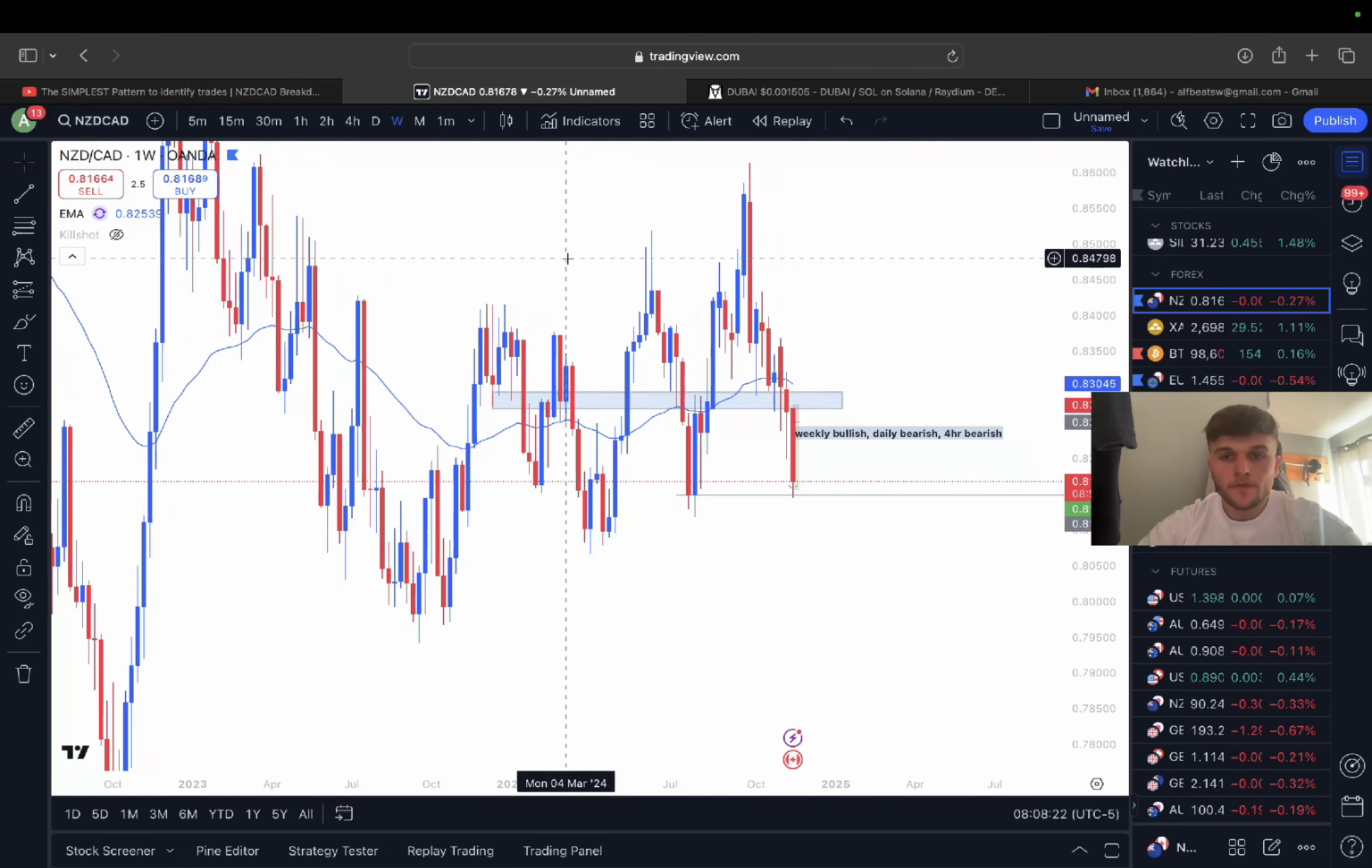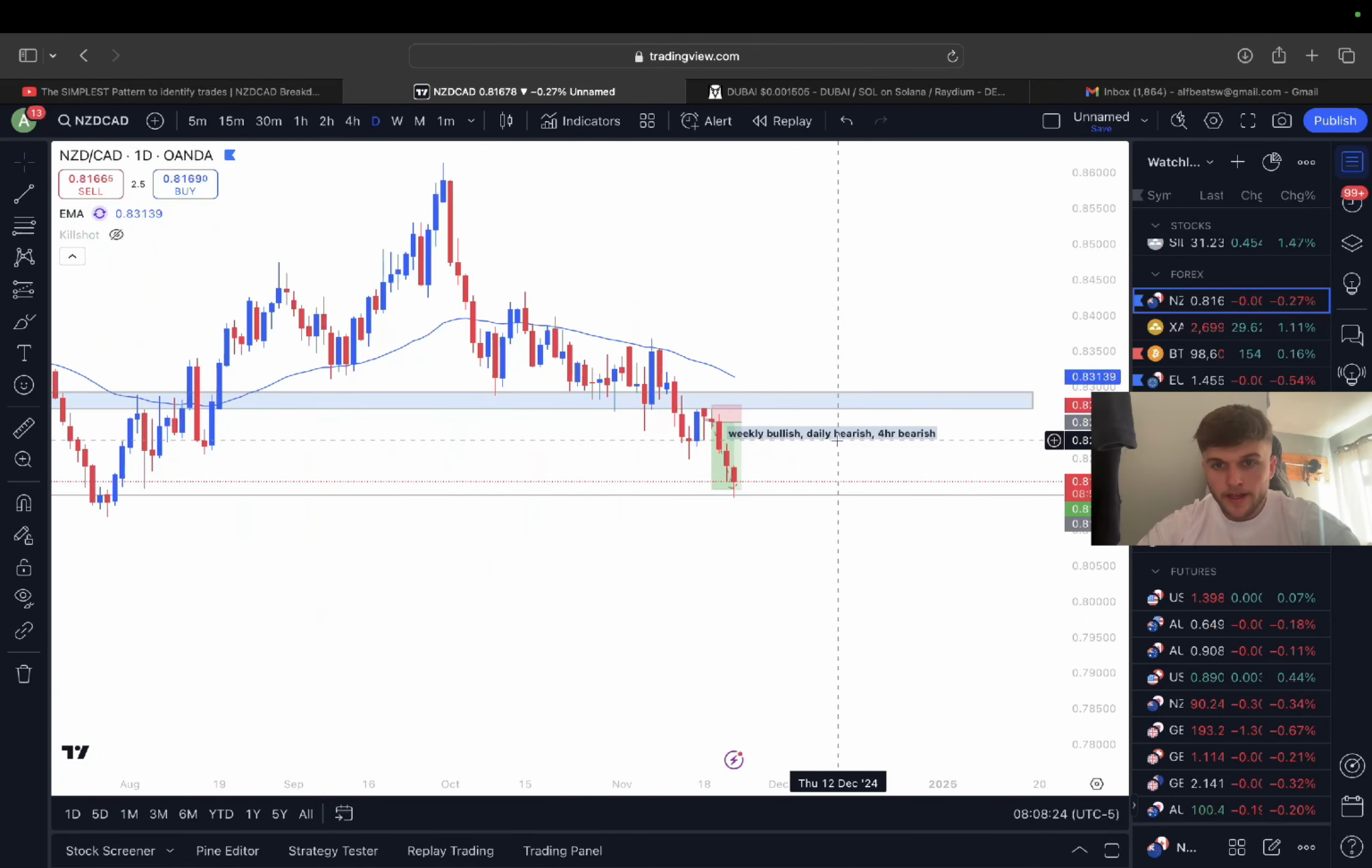As you can see here, I've got weekly bullish, daily bearish, and 4-hour bearish. If I'm to take a sell, the weekly, daily, and 4-hour are the only time frames I look at to do my top-down analysis. If, say, the weekly is bearish, daily's bullish, and 4 hour is bullish, that is a bullish time frame. That's 2 over 1, so I would not be looking for sells, I would be looking for buys. But in this case, weekly is bullish, daily is bearish, 4 hour is bearish. So I've got 2 bearish over 1 bullish, which means I'm looking for sells.